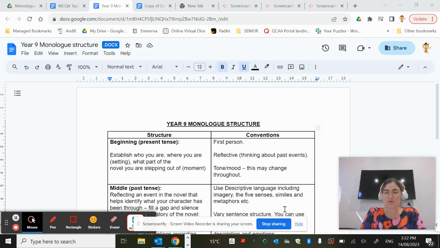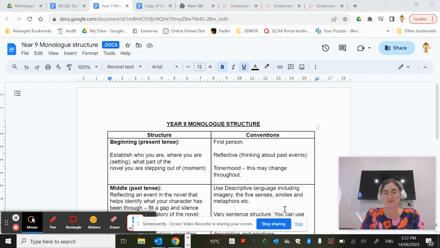All right, so today's lesson is all about monologue structure. From reading the novel Risk, you would have picked a character already that you can relate to. Now, your purpose for your monologue is to reveal your character's thoughts and feelings about the events in the novel, as well as their thoughts and feelings about some of the other characters in the novel as well.